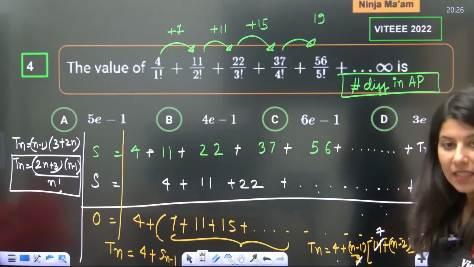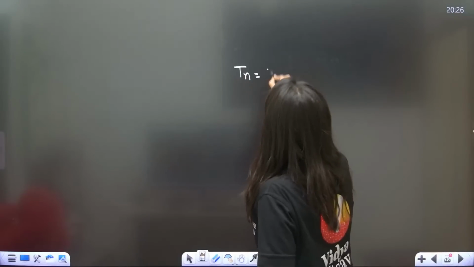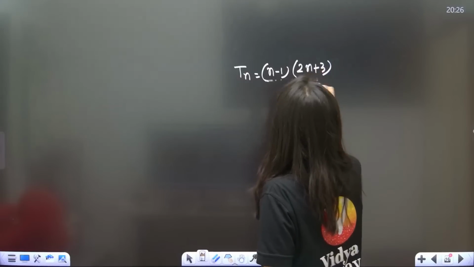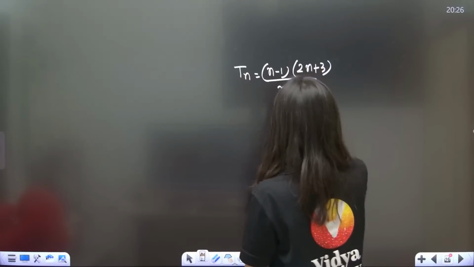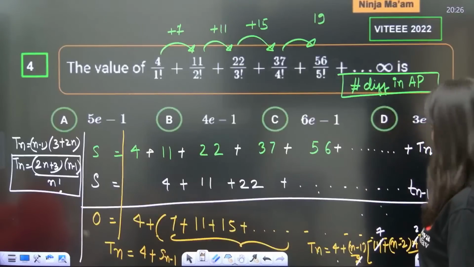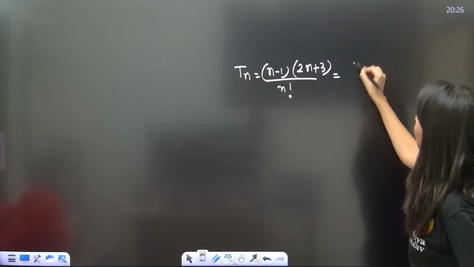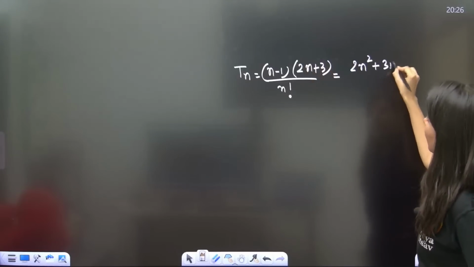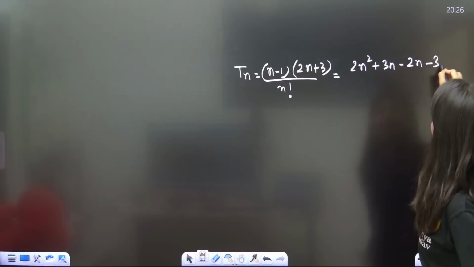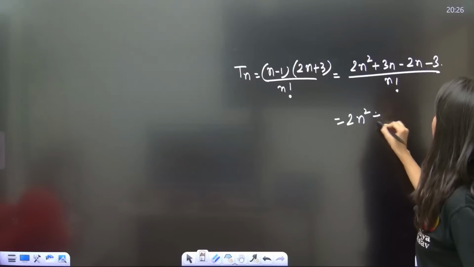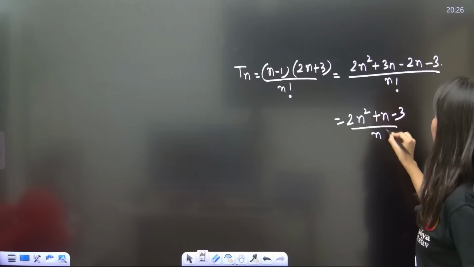Are you getting it? Are you understanding it? So let me write the general term over here, n minus 1 and 2n plus 3. Let us multiply it. If you multiply it, 2n square plus 3n minus 2n minus 3 upon n factorial. So 2n square plus n minus 3 upon n factorial.